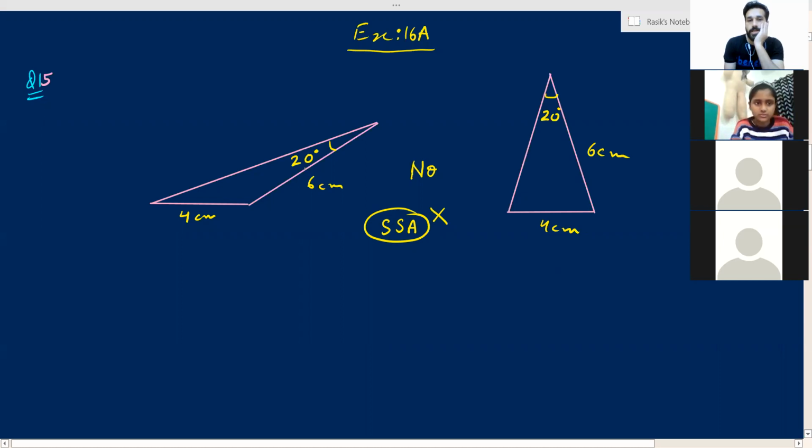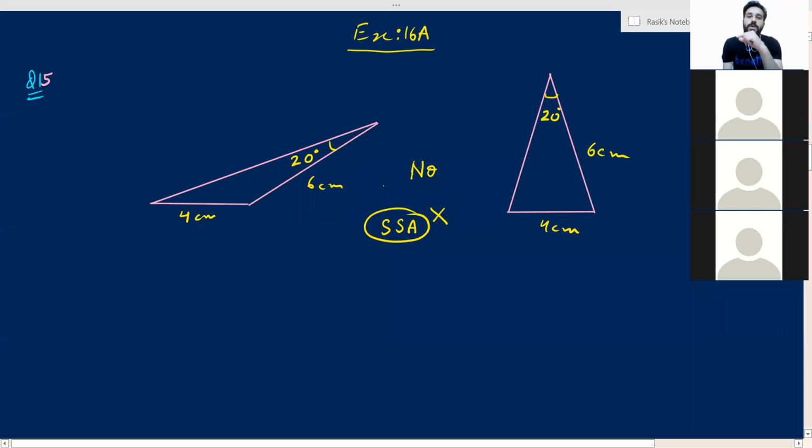So here, in question number 12, SSA criteria is written, not SAS. SAS is a valid criteria, not SSA. So this is the reason why the two triangles are not congruent.